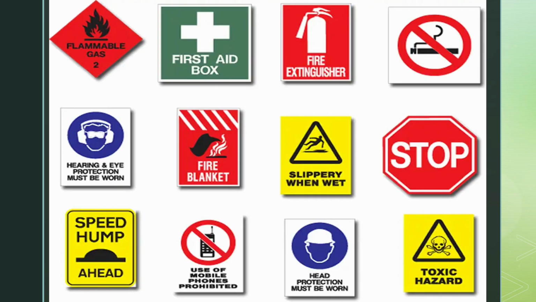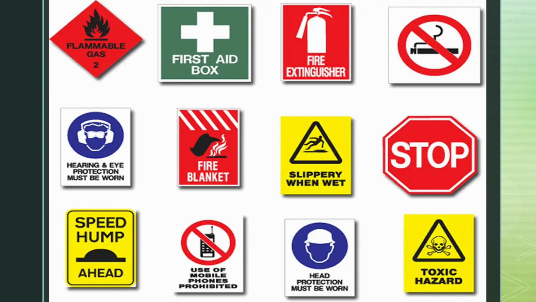Very good. And of course, signals or signages are important. This can help you to save somebody or someone. Look at these different signages. If you can see this, it means flammable gas. This one is first aid box. Fire extinguisher, if you want to abort or stop the fire, you may use this. How about this one? It means you are not allowed to smoke in that area.